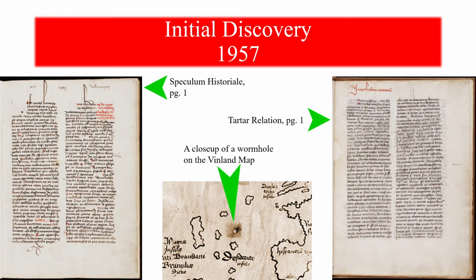They then quickly discovered that another manuscript, also bought from Ferrajoli, the Speculum Historiale, written by a Vincent of Beauvais, was the parent manuscript to both the Vinland Map and the Tartar Relation.